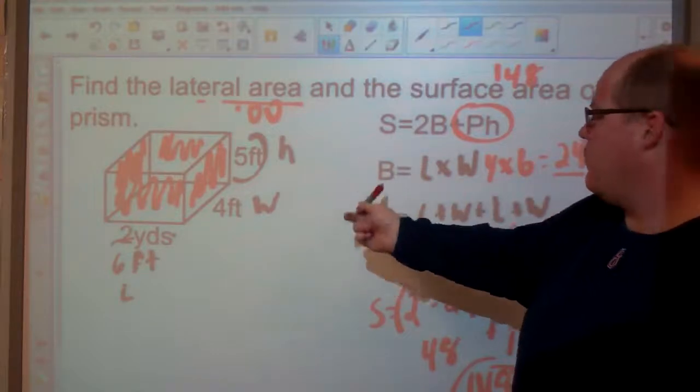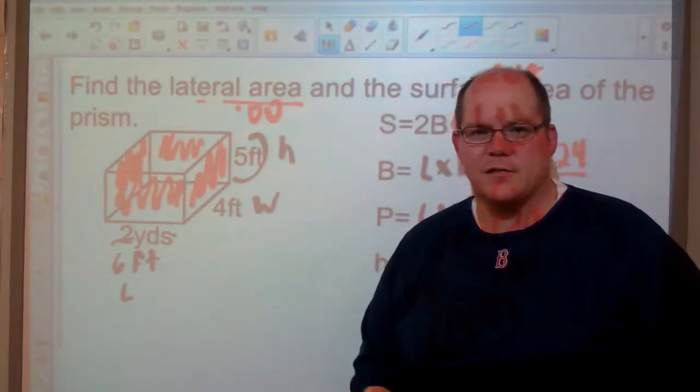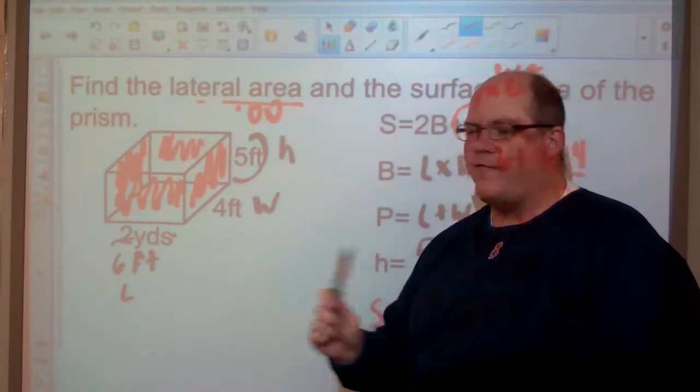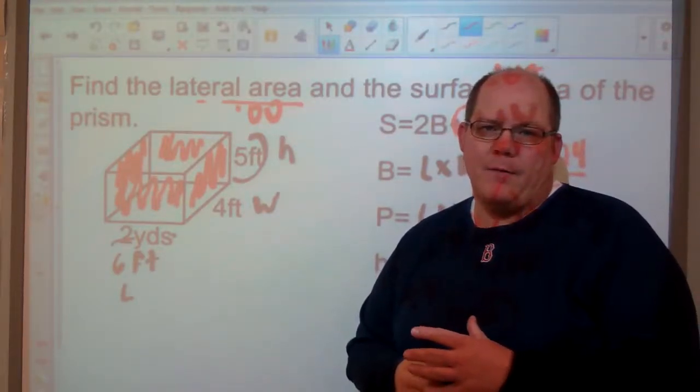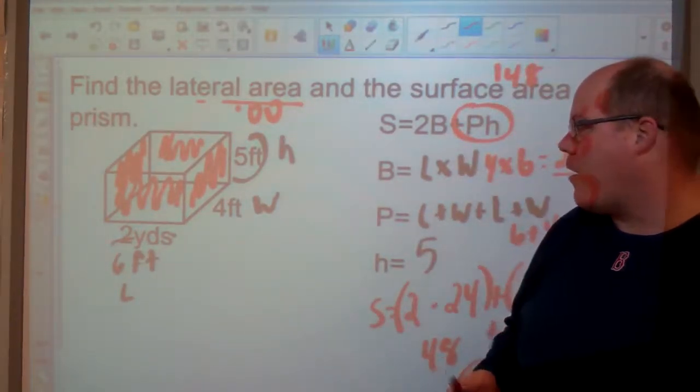And then the 2B refers to the top and the bottom, the 2 bases. So we find the area of the bases, then we find the lateral area, and then we combine them to make sure we find the area of the entire object.